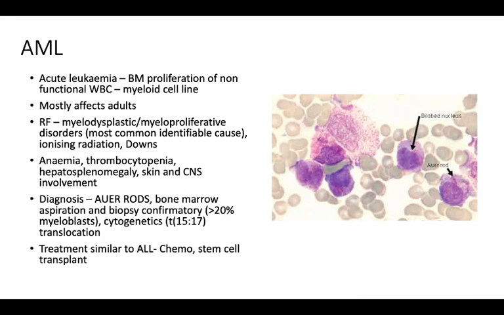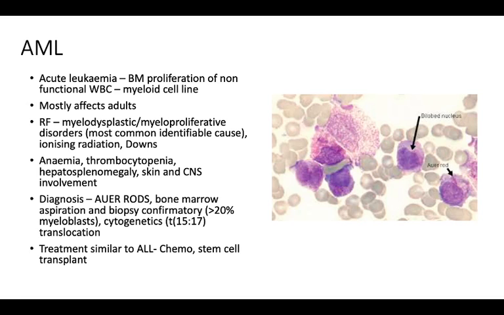So next we have AML. This is a leukemia in which there is bone marrow proliferation of non-functional white blood cells of the myeloid line this time. This mostly affects adults. Risk factors: the most common identifiable cause is having an existing myelodysplastic or myeloproliferative disorder, but exposure to ionizing radiation and having Down syndrome is also a risk factor.